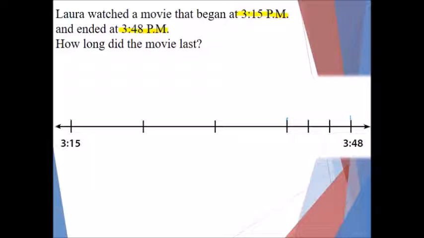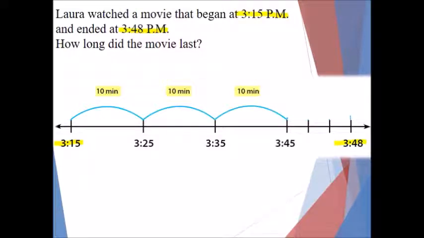One way to solve the problem is to use a number line. We find the start time on the number line, which is 3:15, and we count on to the ending time, which is 3:48. Let's start counting on by tens for each 10-minute interval of time. 3:15 plus 10 more minutes, 3:25, plus 10 more minutes, it's 3:35, plus 10 more minutes, it's 3:45. As we're getting closer to the end time, we start counting on by ones for each 1-minute interval of time.